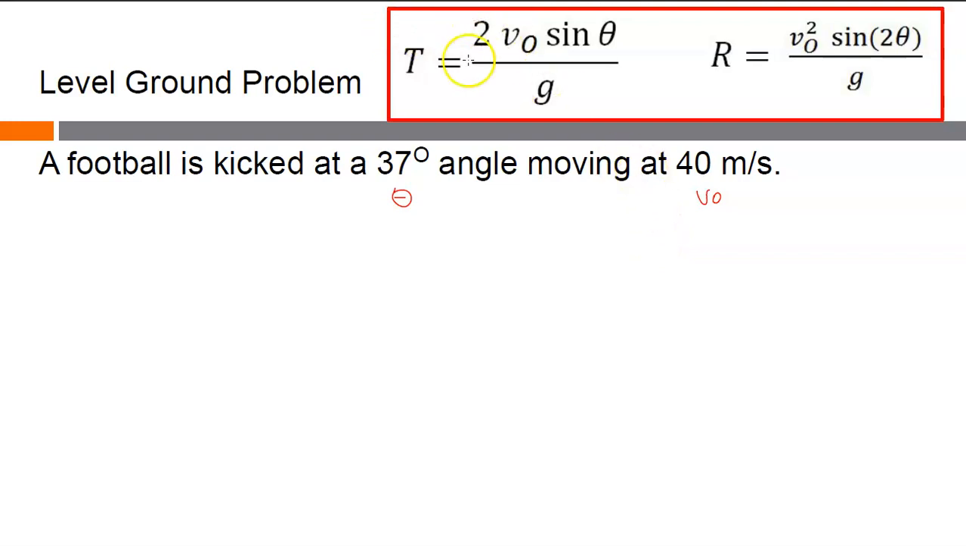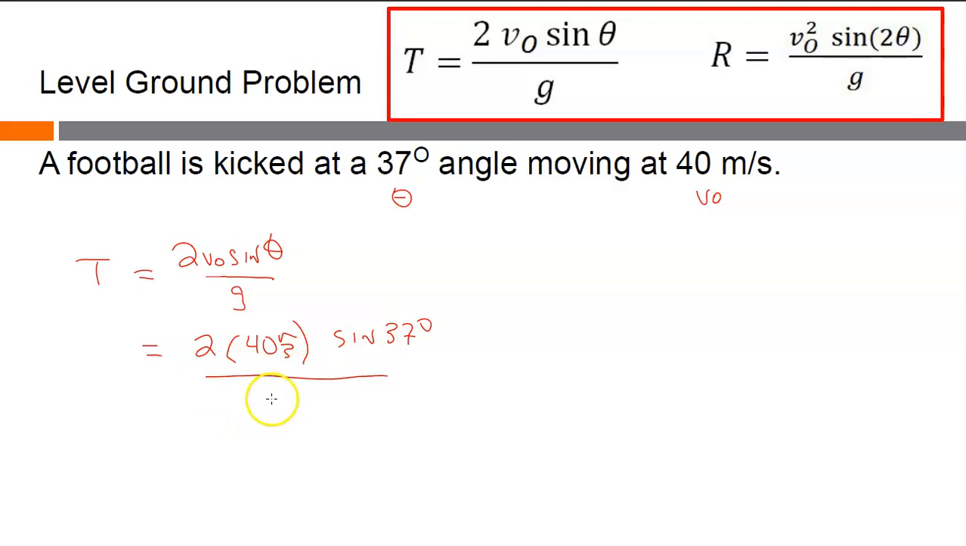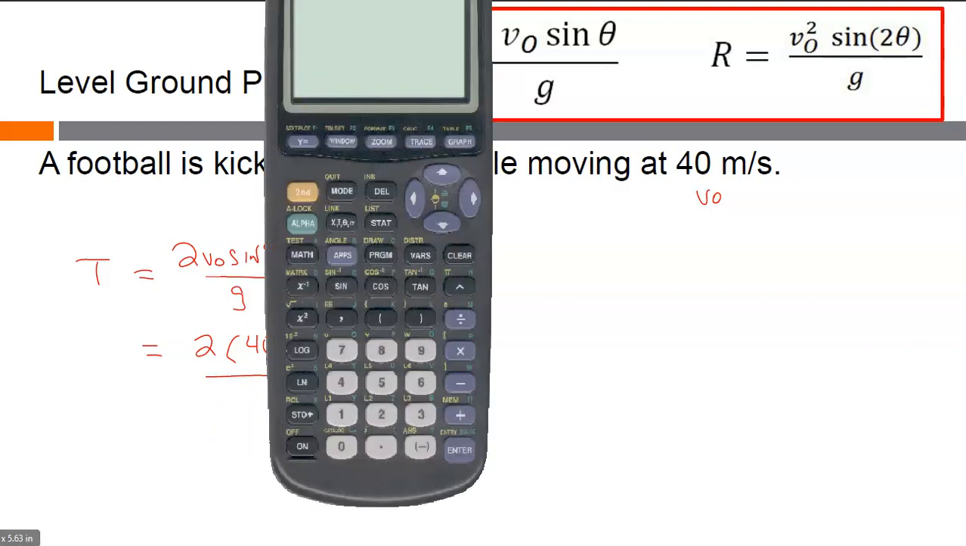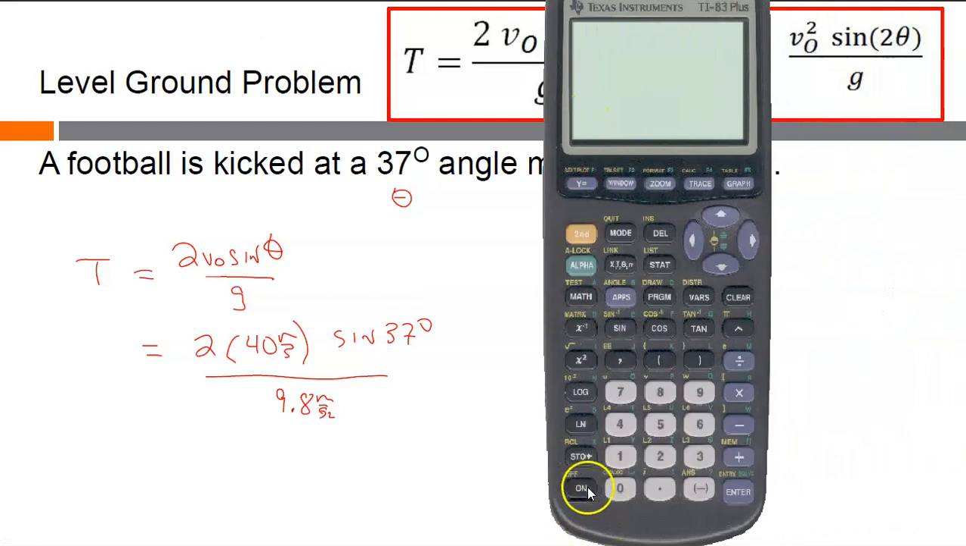I can come in here with my time formula, T equals 2 V naught sine theta over G, and I drop my numbers in: 40 meters per second here, times the sine of 37 degrees, and I divide that by G, which on Earth would be 9.8 meters per second squared. All right, that is the quickest, easiest way to do this. We've derived it once, so we believe it, and we just plug and chug right here.